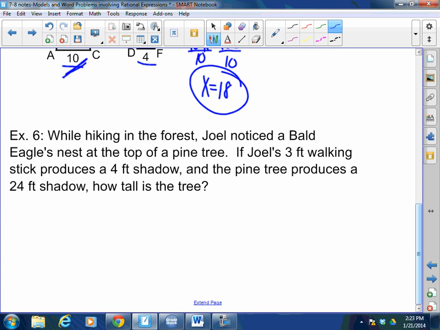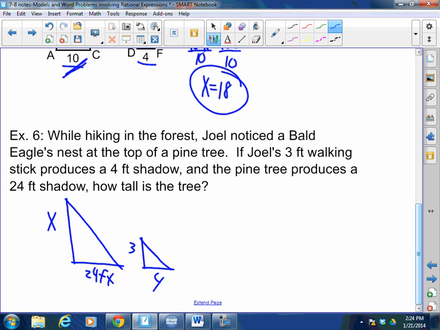While hiking in the forest, Joel noticed a bald eagle's nest at the top of a pine tree. If Joel's 3-foot walking stick produces a 4-foot shadow and the pine tree produces a 24-foot shadow, how tall is the tree? Sometimes drawing this works for me. Here's my tree, and I don't know how tall it is, but it's got a 24-foot shadow. And then I got this 3-foot stick that has a 4-foot shadow.